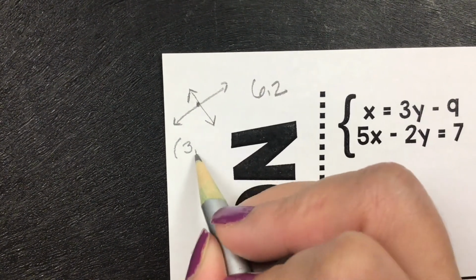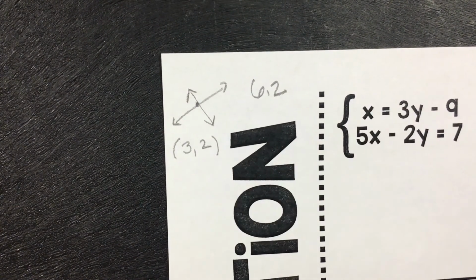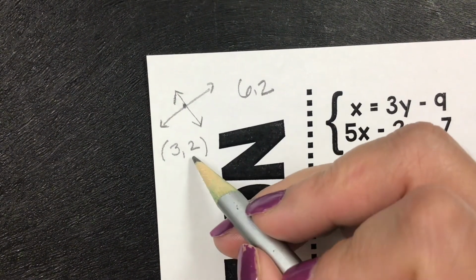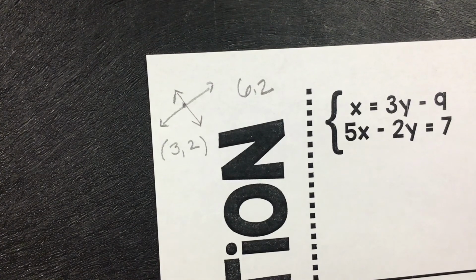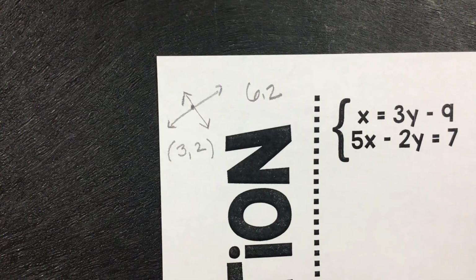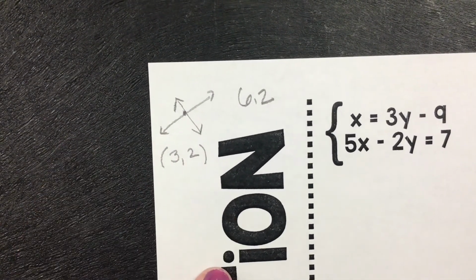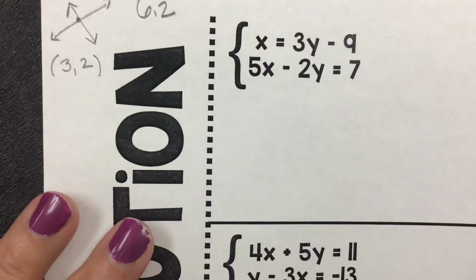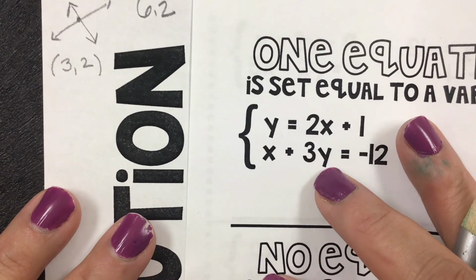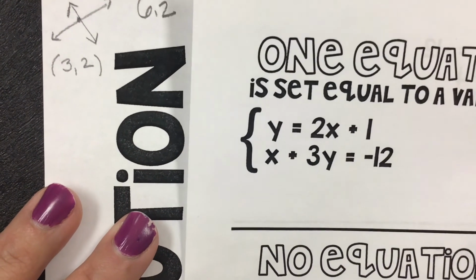How we stated our solution was an ordered pair, for example, (3, 2), where we had an x and a y value of that intersection. So we're doing the same thing. This is just a different method where we're going to substitute in equations. So if you'll fold your foldable towards the words substitution.